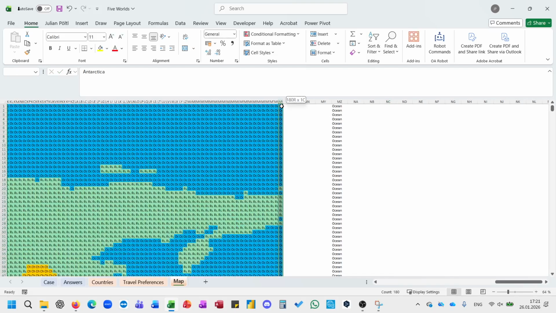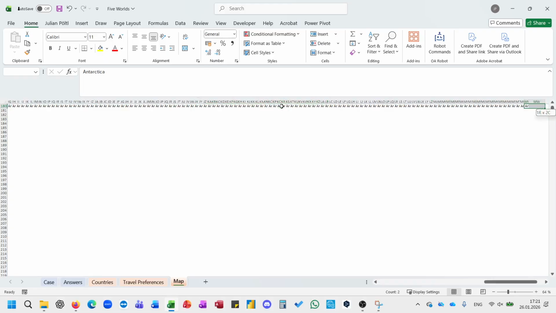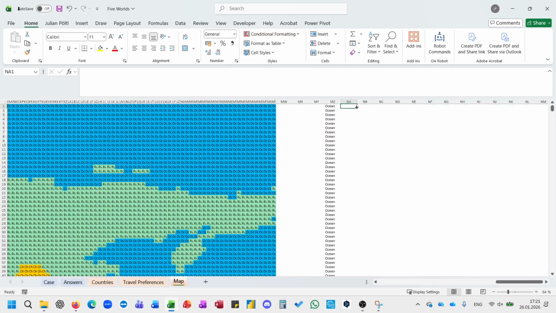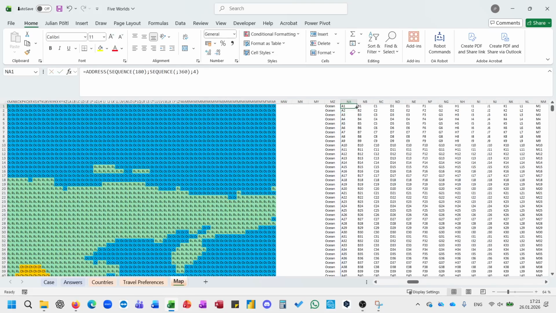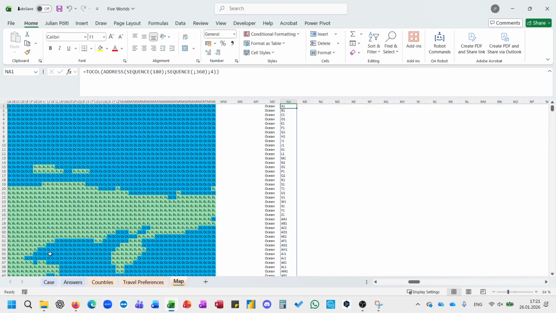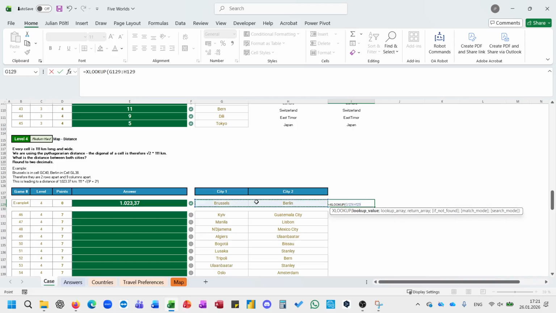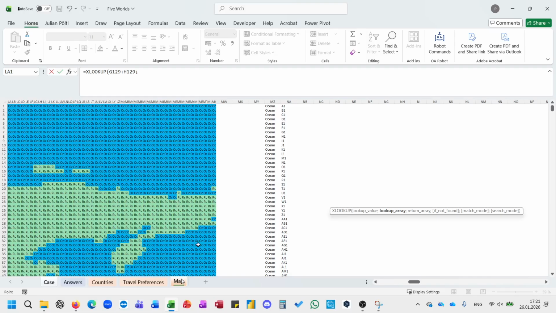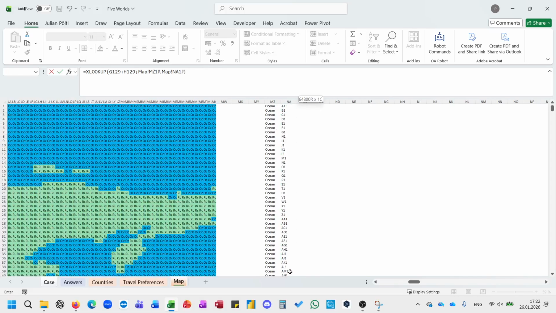for 180 rows and 360 columns. I do this by using the ADDRESS function. SEQUENCE 180 rows, SEQUENCE 360 columns. And then I'm also making this to a single column. And then I can basically do an XLOOKUP for those both cities, and here, because they're in the map, returning the addresses.